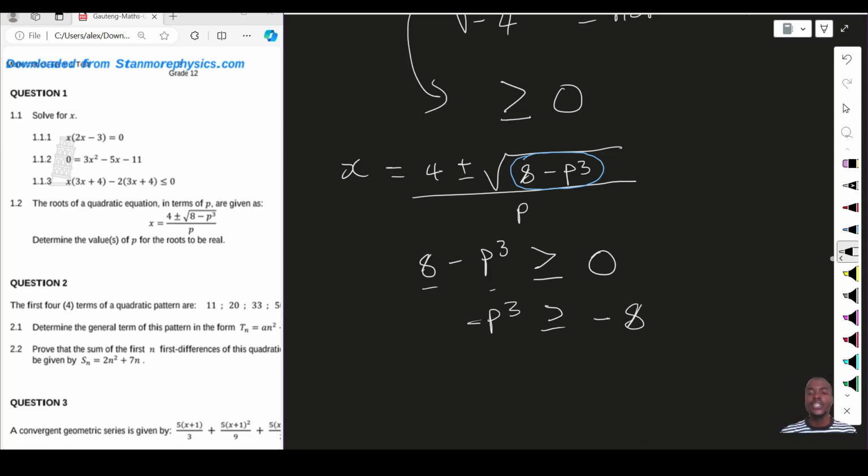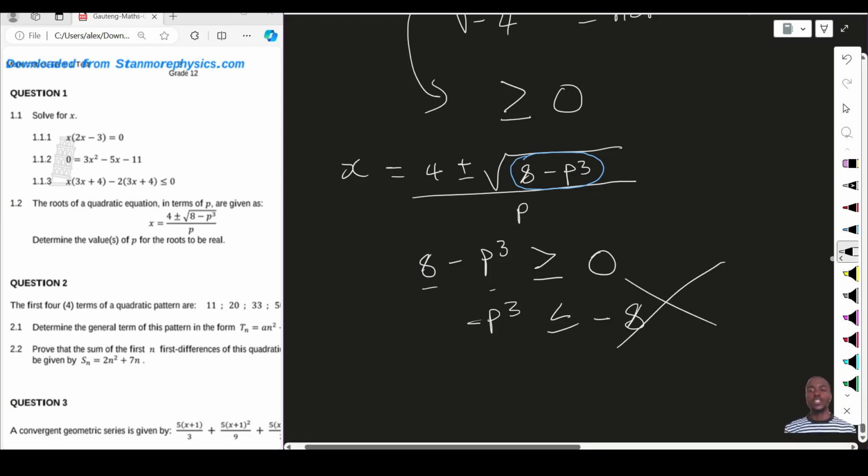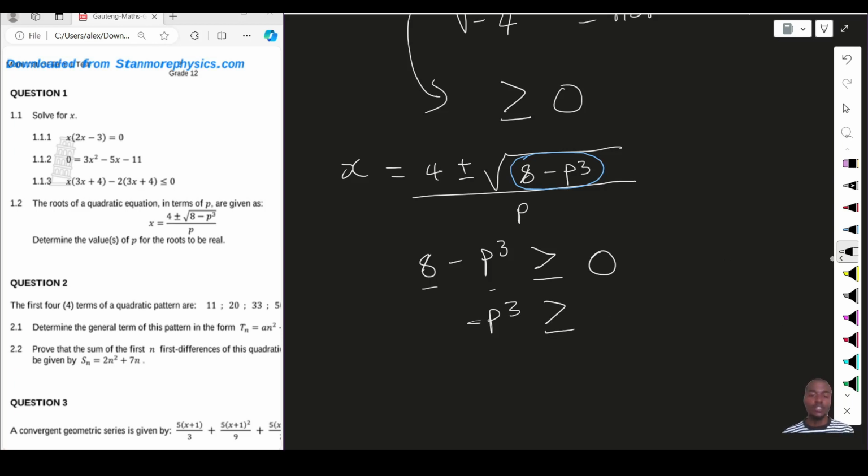The sign changes when you divide by a negative number or multiply by a negative number. But when you transpose, the sign does not change. Don't make this mistake. Some people will say, oh, let's transpose the 8 to the other side, then the inequality changes. That's highly incorrect. We do not even consider what you're doing. So make sure that you don't commit that mistake. What you need to do is keep it like that. You just transposed. You didn't multiply or divide. So it's minus 8.